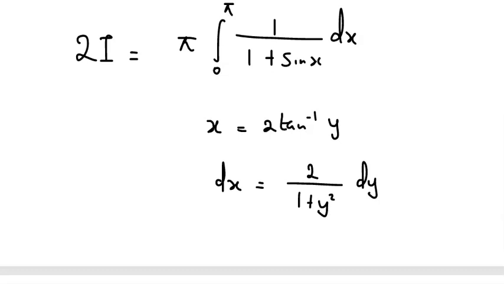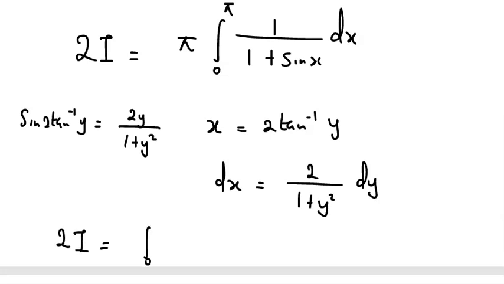Now, according to Weierstrass, we can still prove it using the right angle triangle. So we have that the sine of 2 times the inverse tangent of y will be equal to 2y divided by 1 plus y squared. Okay. Now we have here 2I will be equal to the integral from, we're going to have enough space from there. So let's erase that and scroll down. Okay.